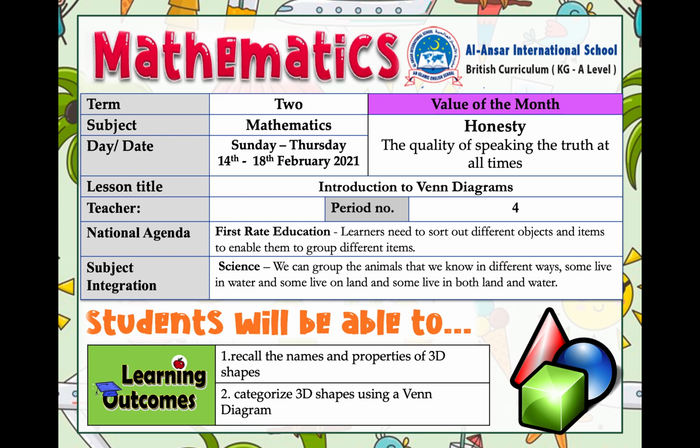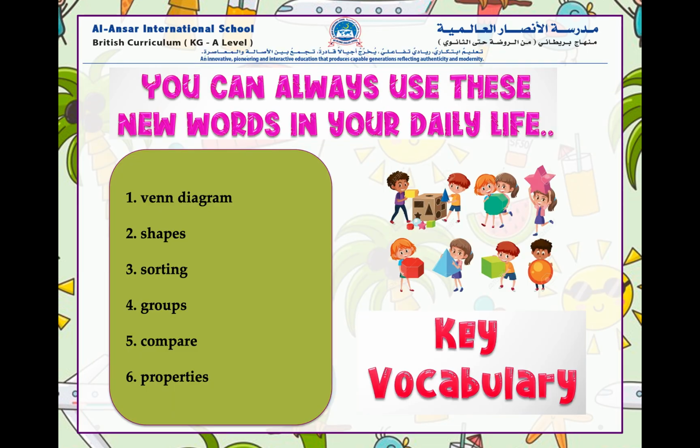In this lesson, we are going to do Venn diagrams of 3D shapes. We are going to recall the names and properties of 3D shapes and categorize the 3D shapes using a Venn diagram. For this lesson, you will need the words Venn diagram, shapes, sorting, groups, compare, and properties.